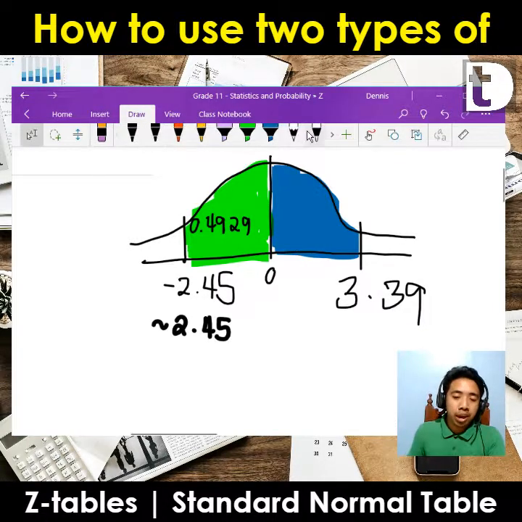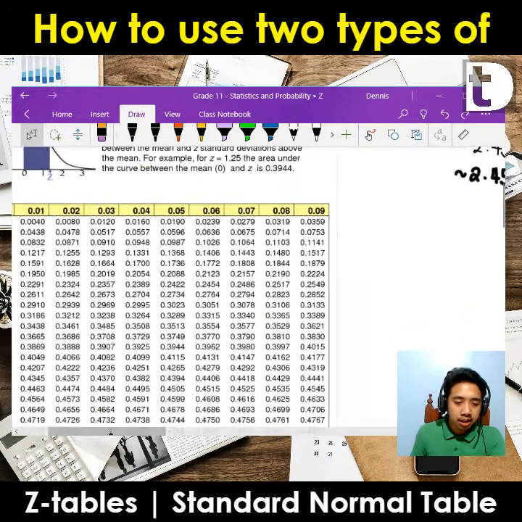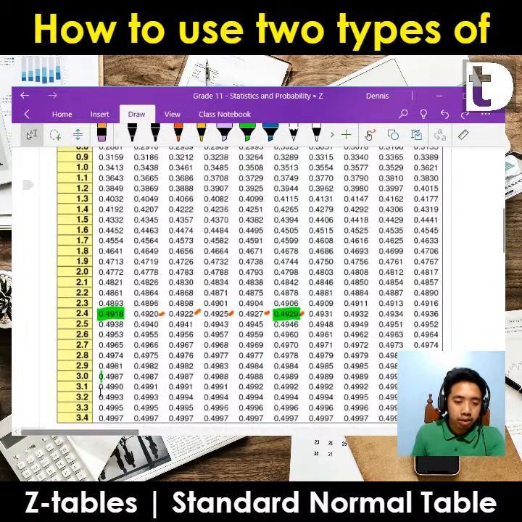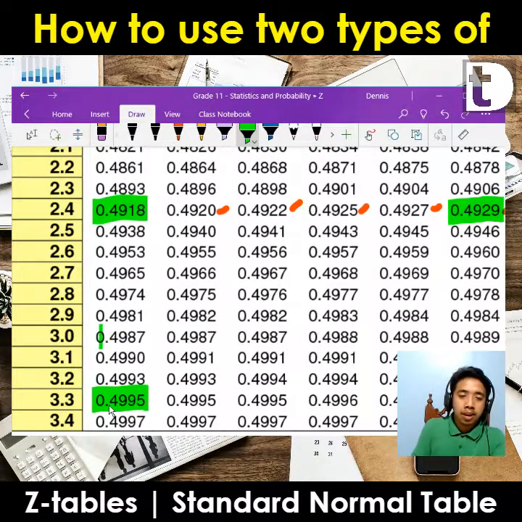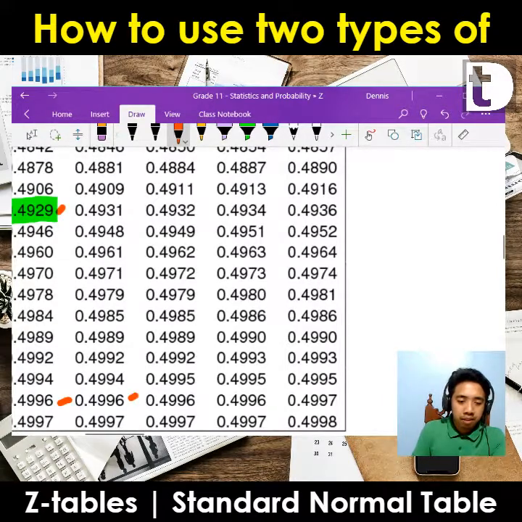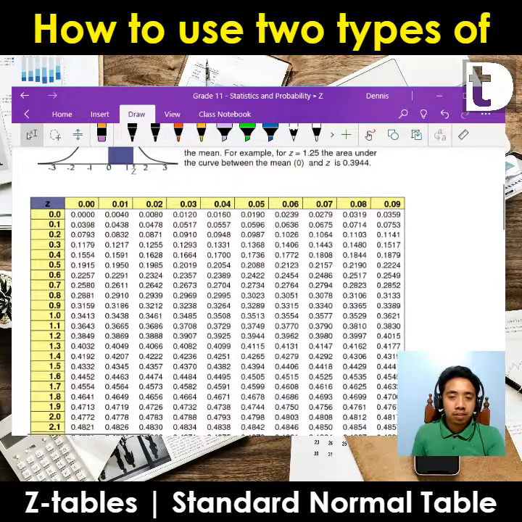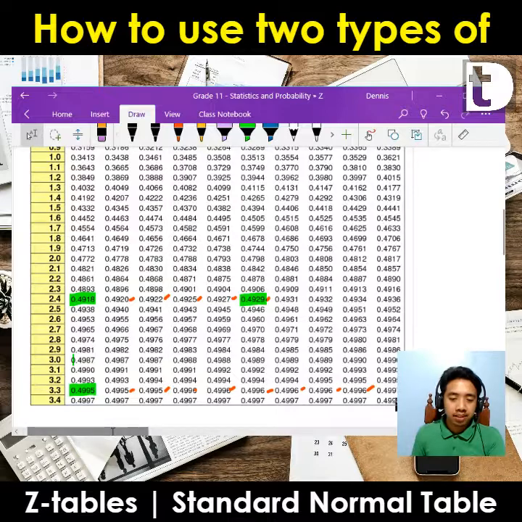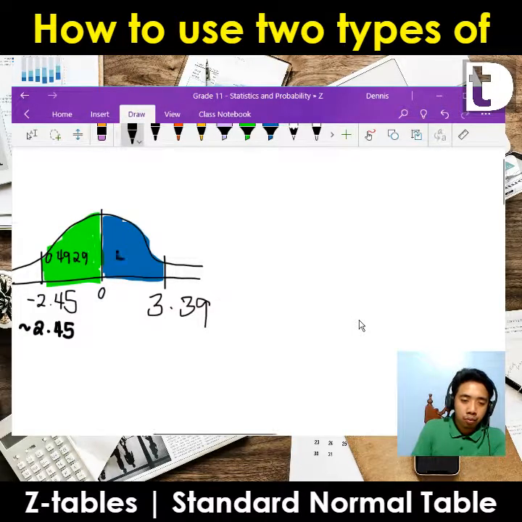While our blue area, which is 3.39, is coming from 3.3. So this is our 3.30, and then count again until the very end: 1, 2, 3, 4. Okay, let's move to the right: 5, 6, 7, 8, 9. So 4997. Okay, so that's 3.39, and that's correct. So 0.4997 is the blue area.